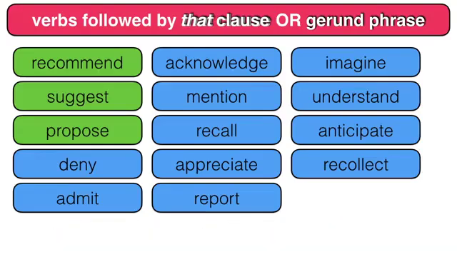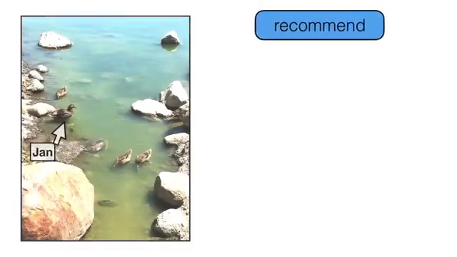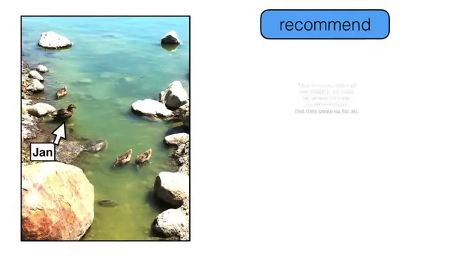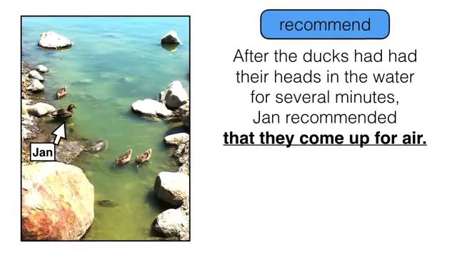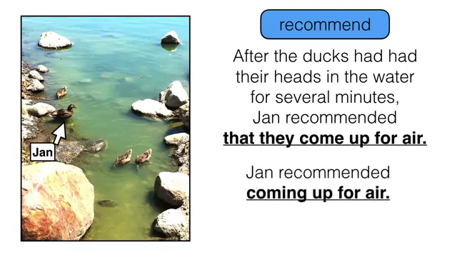Let's take a look at an example. After the ducks had had their heads in the water for several minutes, Jan recommended that they come up for air. That they come up for air is the noun clause, and we can reduce it to a gerund phrase. Jan recommended coming up for air. Notice we simply removed that and they and made come coming.